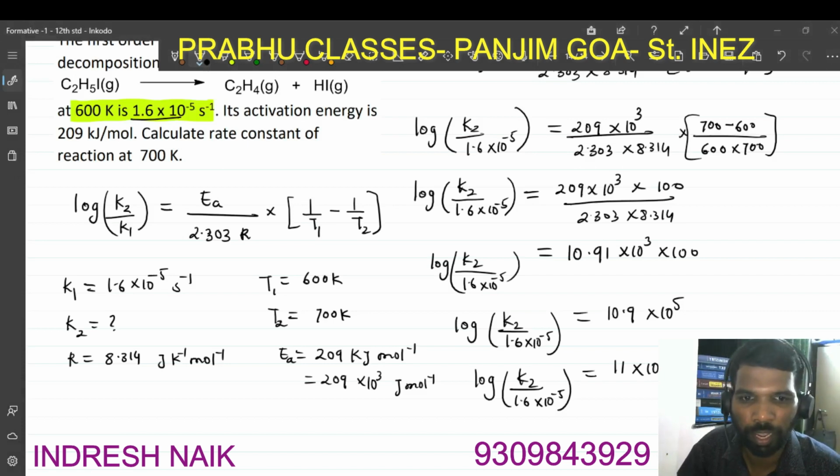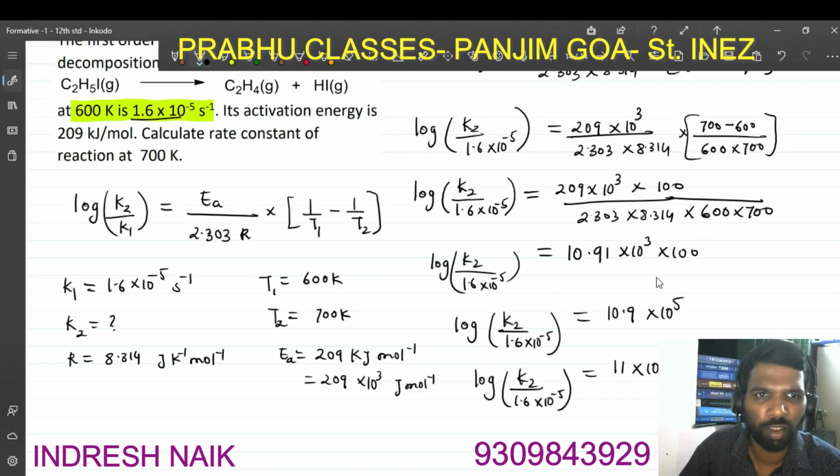Oh, here I think I made a mistake. I did not consider these values. So just make a correction. This is 600 by 700. That's what I was thinking, how I was getting such a very high value. So let's do it from here.